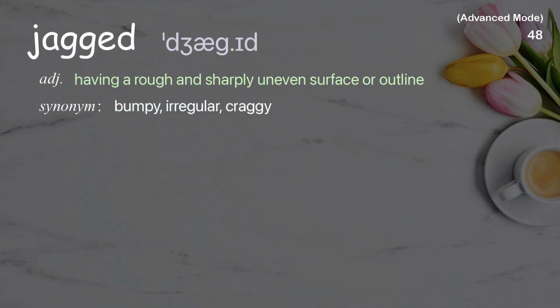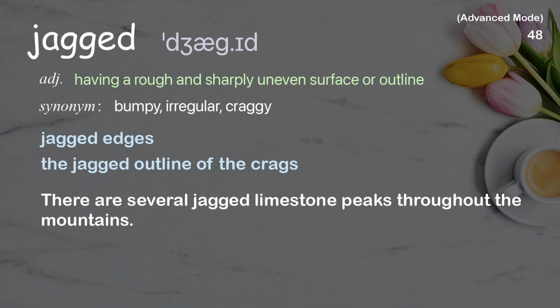Jagged. Having a rough and sharply uneven surface or outline. Examples: Jagged edges. The jagged outline of the crags. There are several jagged limestone peaks throughout the mountains.